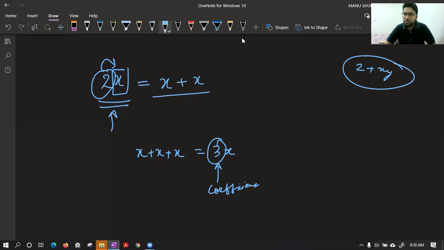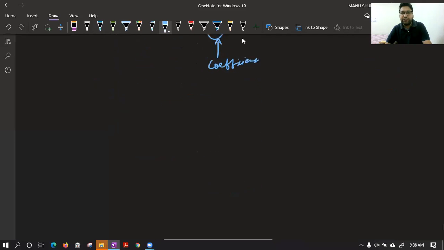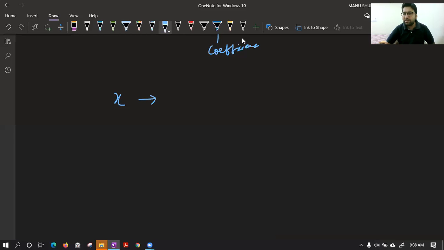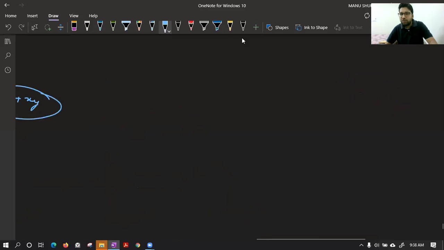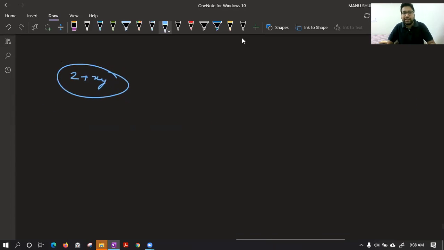Sir, if they give x only? Yes. If they give you x only, suppose x is there only, what does it mean? x is alone. That means the coefficient of x is 1 only. Because it came only one time, the coefficient also became one. Now the doubt of Mokshita. Mokshita, in this case, if you see 2 plus xy is there.